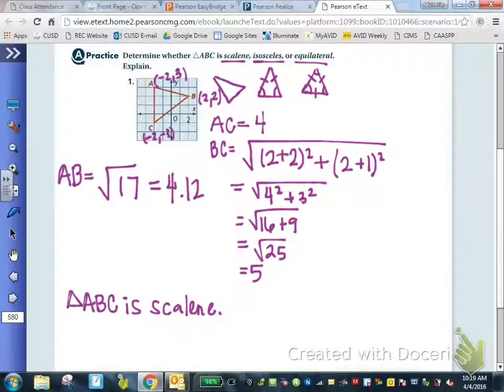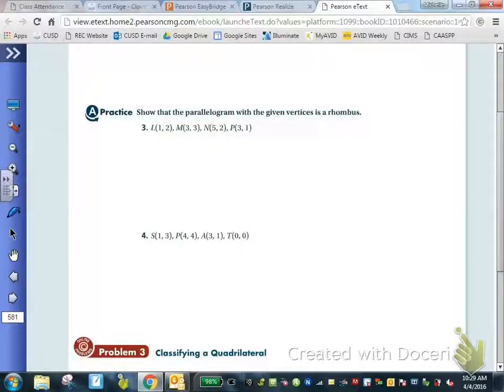Okay, and you showed all your work because you showed me the distance formula for all of the sides. Does that make sense? Not too bad? So for number 3, it gives you vertices, and it tells you to show that the parallelogram... Do you have to prove that it's a parallelogram? No, it already tells us. So we can assume that it's a parallelogram because it tells you it is.